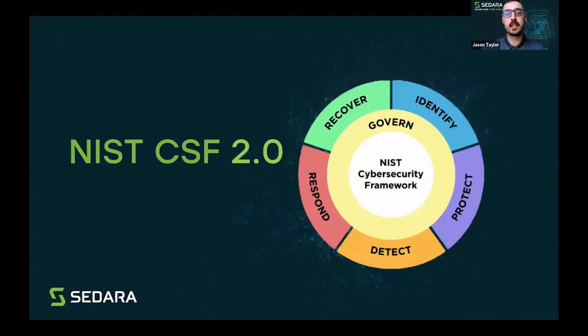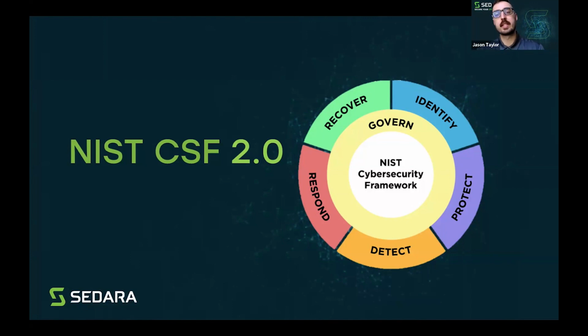So the NIST CSF 2.0, here is the new graphic for the new framework. Note that it has that new inside ring, the kind of yellowish ring called Govern. We'll talk about that in a second. But for those who've worked with NIST for a while, you'll notice that that graphic is updated now with that new internal ring. The other 5 chunks there remain: identify, protect, detect, respond, recover.